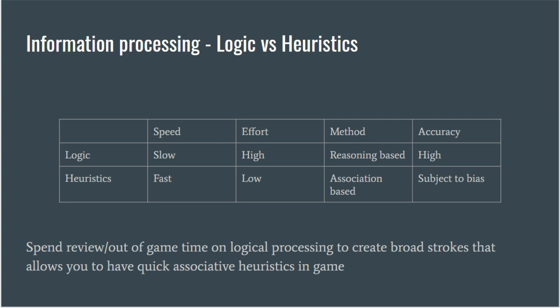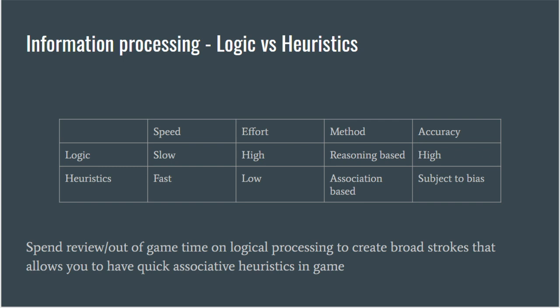So logic tends to be slow. It requires a high amount of effort as well because you need to sit down, figure out all the details, and it's very reasoning based. But we usually end up at a high level of accuracy in terms of figuring out what is the correct course of action. Whereas heuristics is what people call thinking fast, right? Where you make snap decisions on the fly. What you're looking for is particular trigger points, and this is very association based.